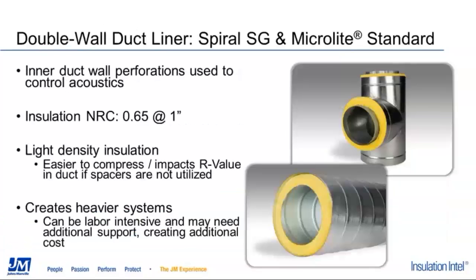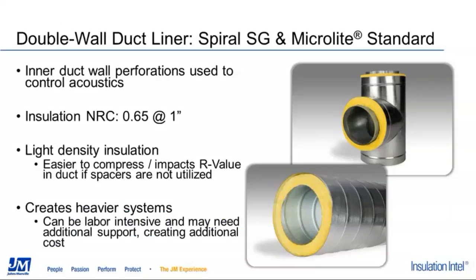So the next slide, we'll talk about double wall spiral ductliner. While a single wall system does offer benefits over double wall systems in many circumstances, many specifications still call for double wall systems. In this type of system, the insulation and the liner and the inner duct wall work together to offer an acoustical control.